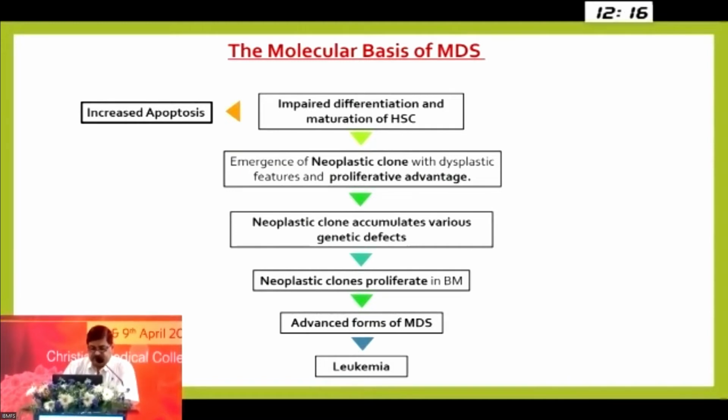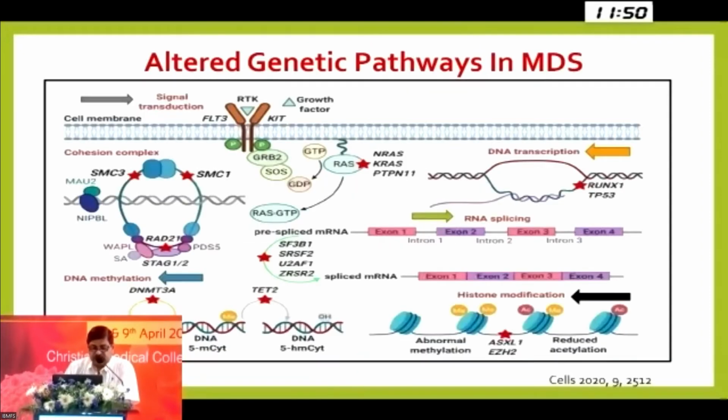Yesterday, we discussed the presence of multiple clones in the bone marrow. Not necessarily are they neoplastic. Neoplastic clones gradually accumulate over a period of years, and they acquire genetic defects. And these clones proliferate in the marrow in advanced forms of MDS, and finally they transform into acute myeloid leukemias.